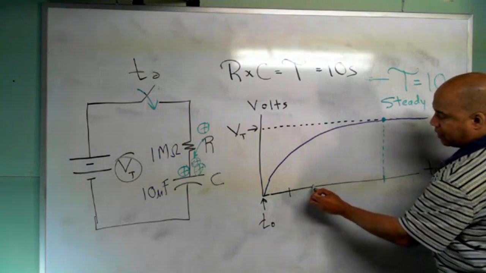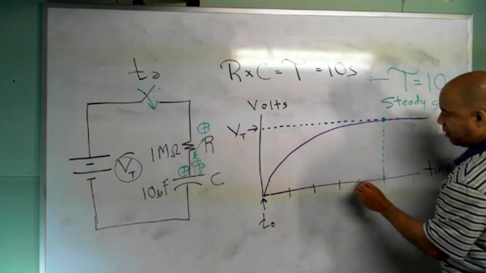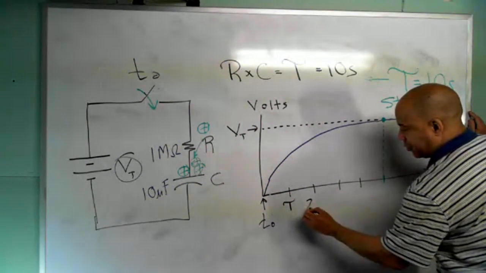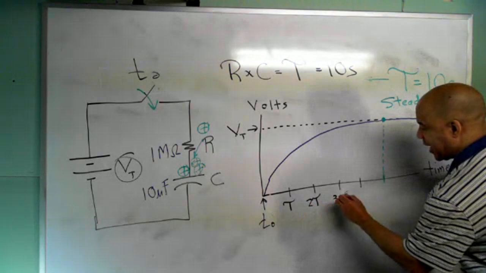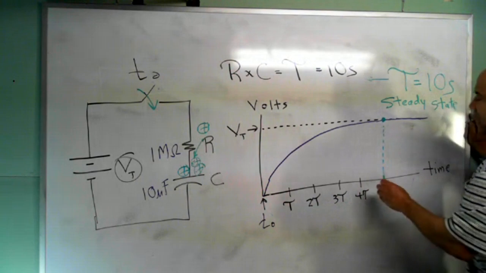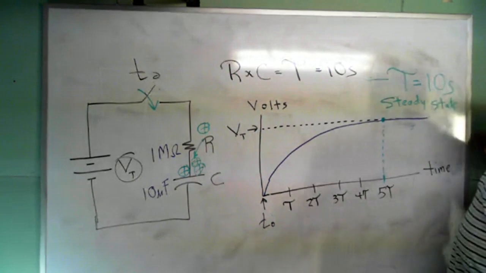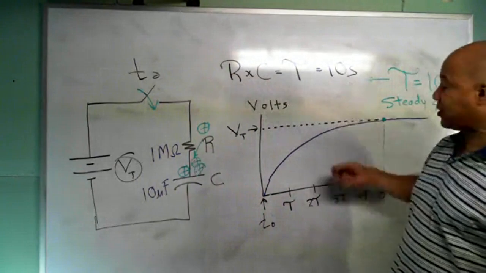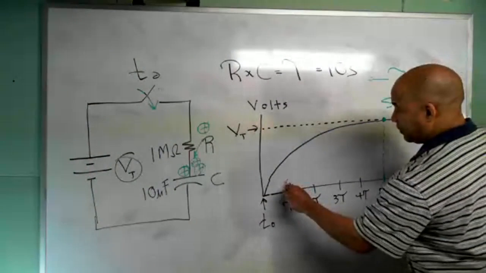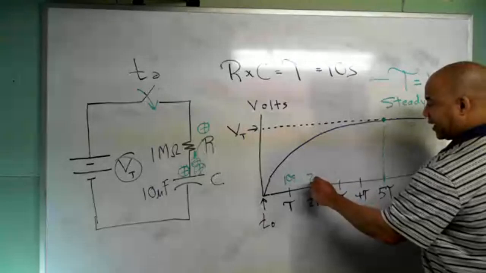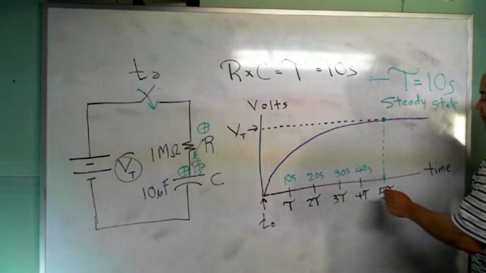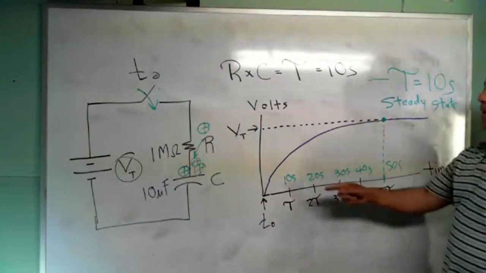So I can divide this between this point and where it's fully charged into 5. This is 1, 2, 3, 4. Here's 5. So here's tau. This is 2 tau. This is 3 tau. This is 4 tau. This is 5 tau. All capacitors take 5 time constants to fully charge. Since we know the value of R and C gave us 10 seconds, what we really mean is this is 10 seconds. This is 20 seconds. This is 30 seconds. This is 40 seconds. After 50 seconds, this capacitor was fully charged.